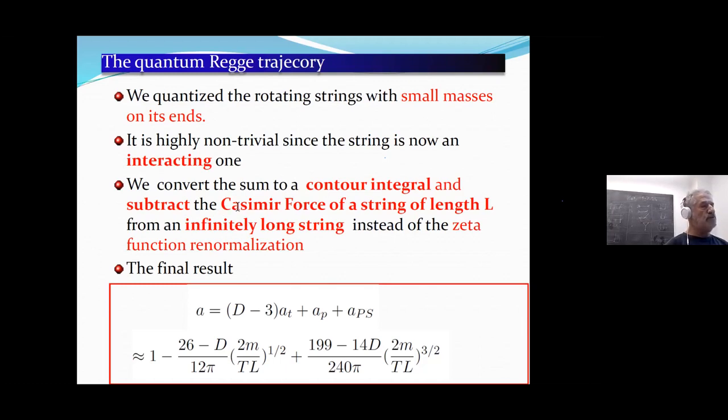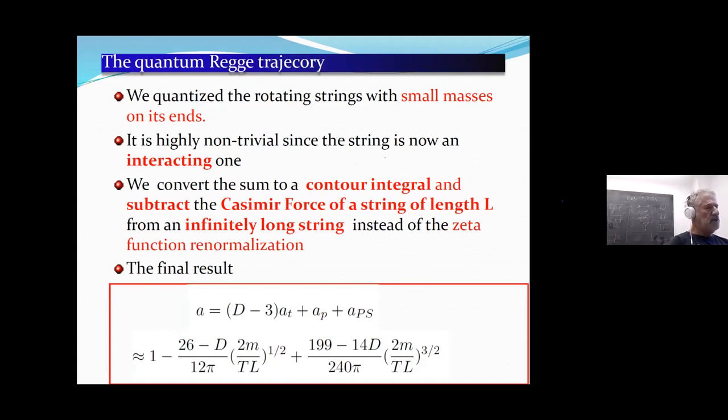We subtract the Casimir force of a string of length L from that of an infinitely long string, and then we get the final answer for the intercept. There are contributions from the d-3 transverse modes and one planar mode. Transverse means transverse to the plane of rotation. This is the planar mode, and this is the Liouville or Polchinski-Strominger contribution that one needs to add since we are not in the critical dimension. And so this is the full expression that one gets for the intercept for the string with massive endpoints.